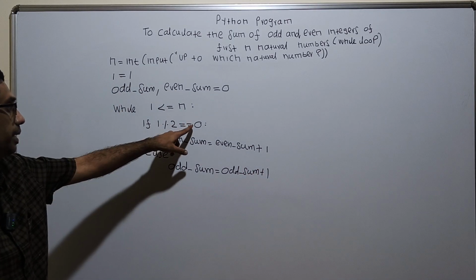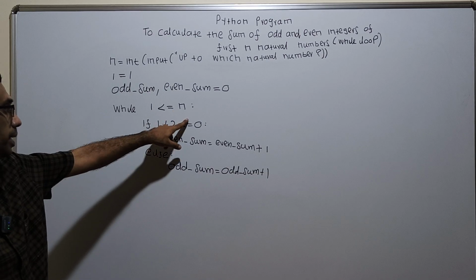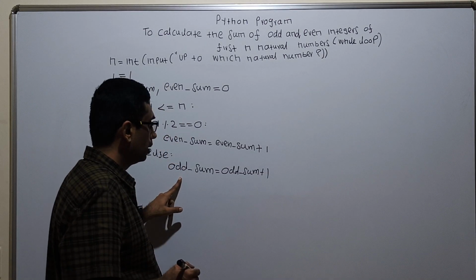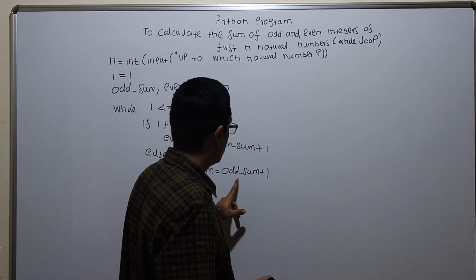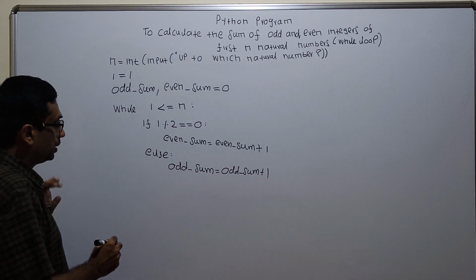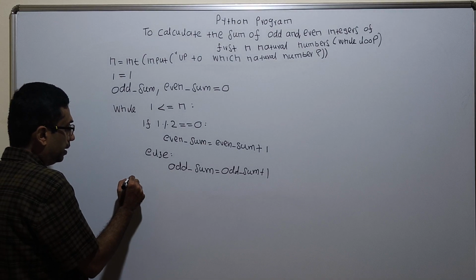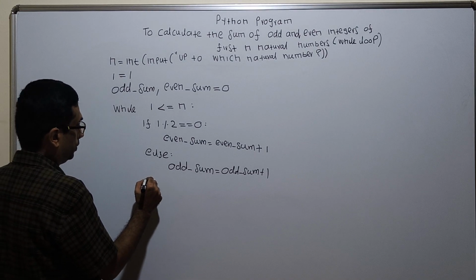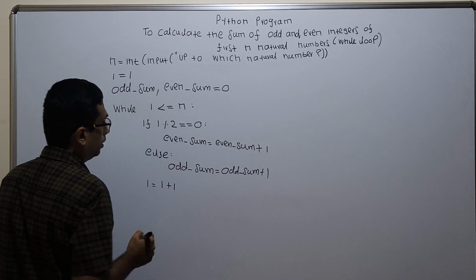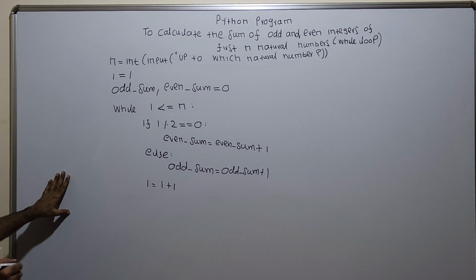If the remainder is not 0 when you divide i by 2, odd numbers will not return remainder 0. I am adding the value to the odd sum; the existing value of odd_sum plus i will get added. So next I am going to increase the loop variable, that is i equal to i plus 1. I am increasing the loop variable.